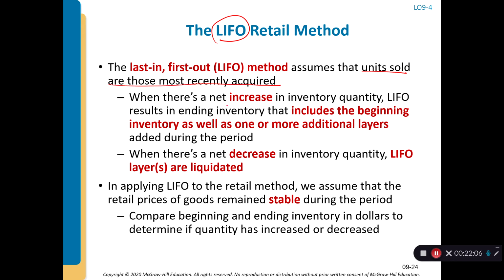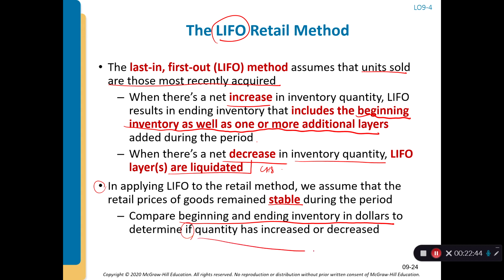When there's a net increase in the inventory, LIFO results in inventory that includes, first of all, the beginning inventory and one or more additional layers added during a period. If there is a net decrease in the inventory quantity, that means the LIFO layers are liquidated. That's what chapter 8 talks about. When applying LIFO to the retail method, we assume that the retail price of goods remains stable during the period. Therefore, we compare the beginning and ending inventory dollars to determine if quantity is increasing or decreasing.